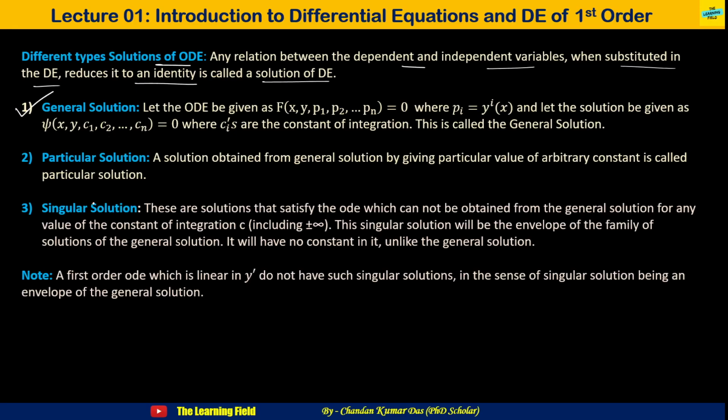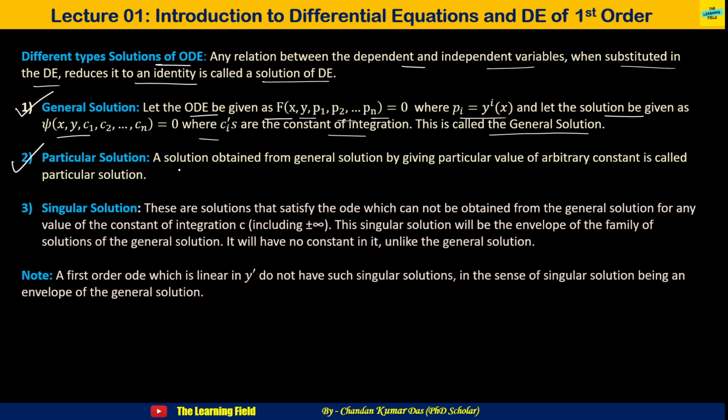First one is the general solution, and these three types of solutions also occur for partial differential equations. Here we discuss these things for ODEs. Let the ordinary differential equation be given as f(x, y, p1, p2, ..., pn), where pi are the derivatives yi(x), and let the solution be given as psi(x, y, c1, c2, ..., cn) equal to 0, where ci are the constants of integration. This is called the general solution of an ordinary differential equation.